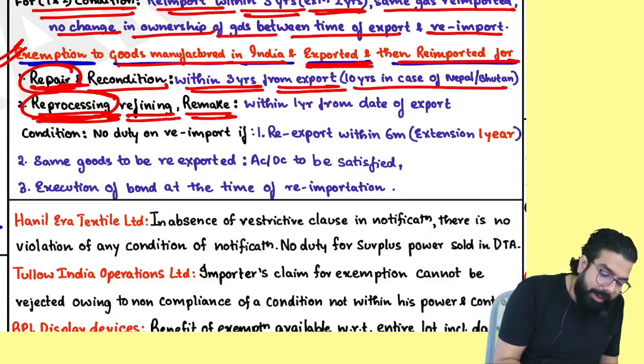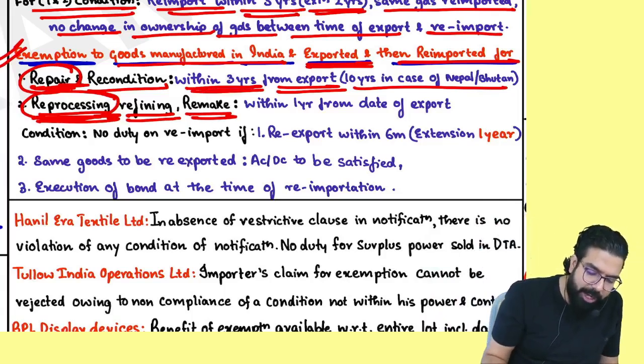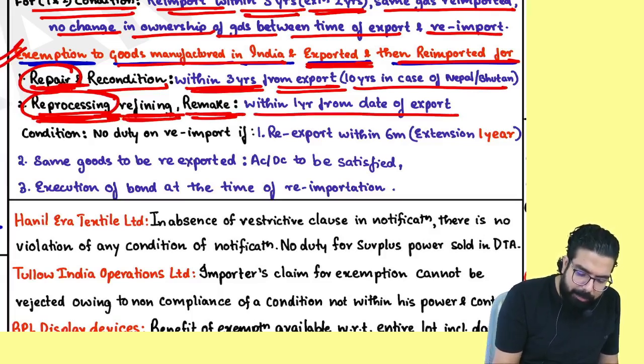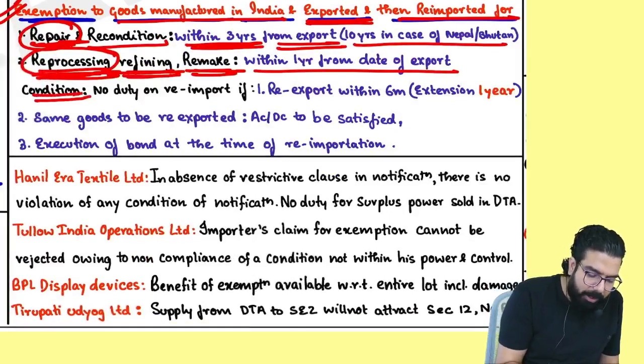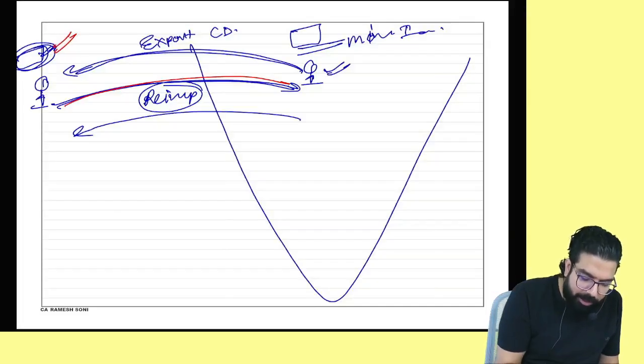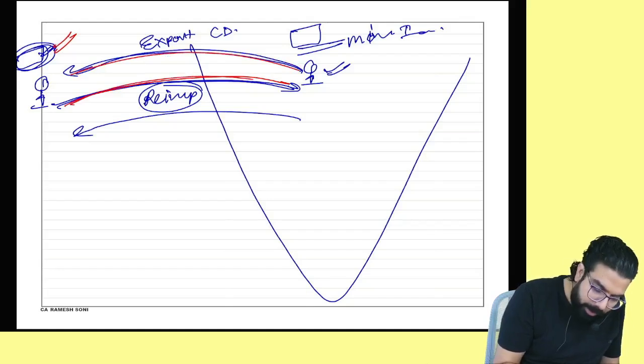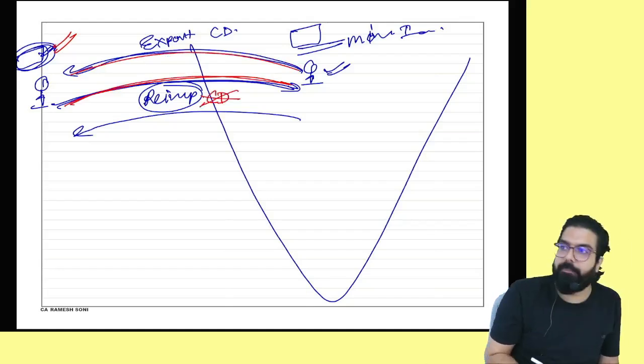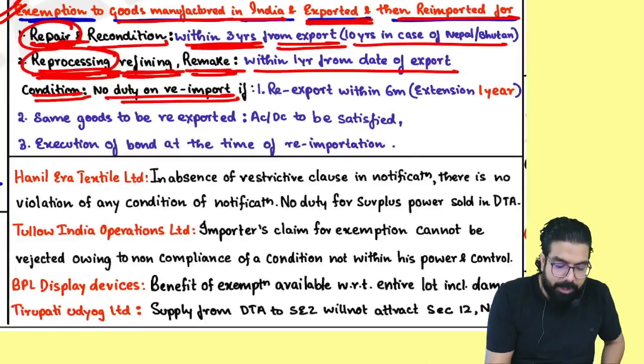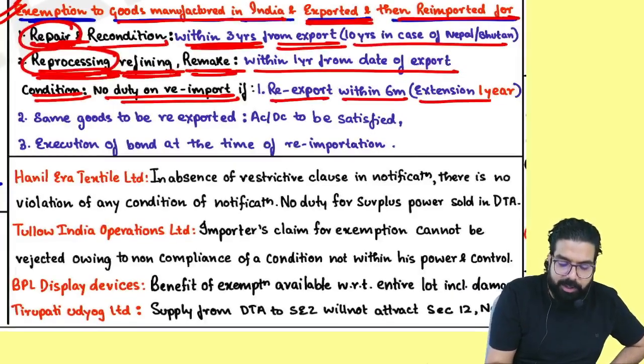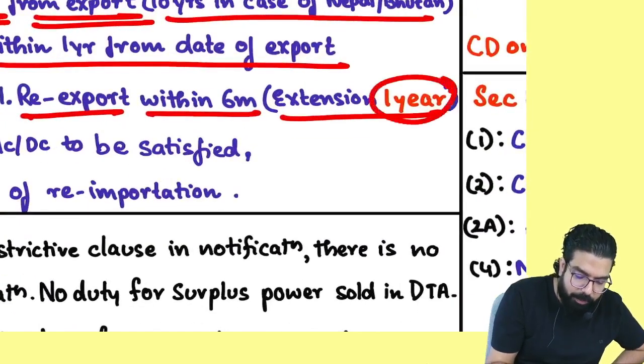So in case of reconditioning, it should come back within how much time, everyone? 3 years, and in case of refining and remake, it should come back within 1 year. But remember, no duty has to be paid. Means when you exported it and re-import, there is no custom duty. But the problem over here is re-export should be done within 6 months plus 1 year.